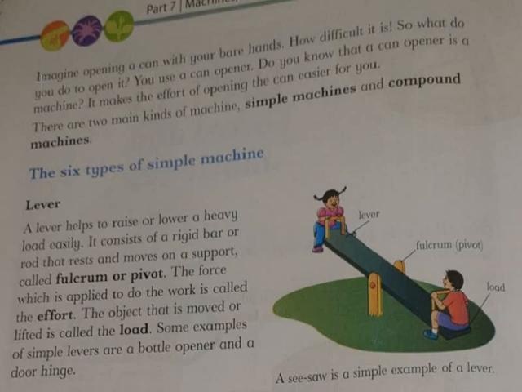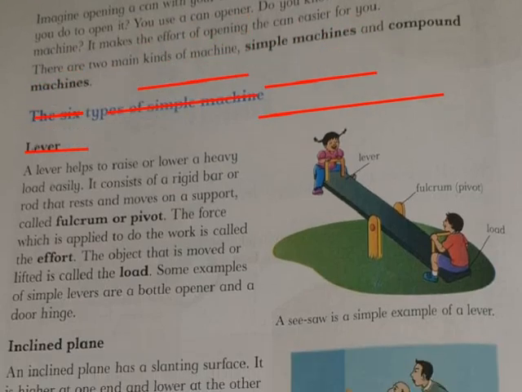What do you do to open it? You use a can opener. Do you know that a can opener is a machine? Yes, a can opener is a machine and it makes the effort of opening the can easier for you. There are two main kinds of machines: simple machines and compound machines. Simple machines are very simple, for example, a can opener. So we are going to study about simple machines today.